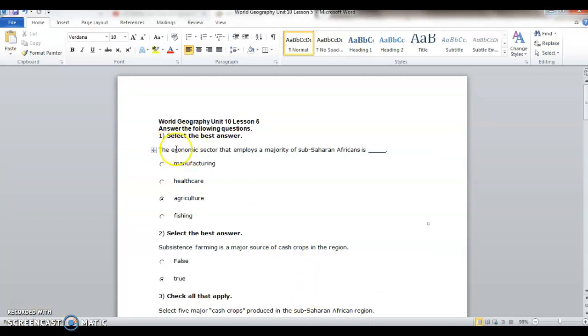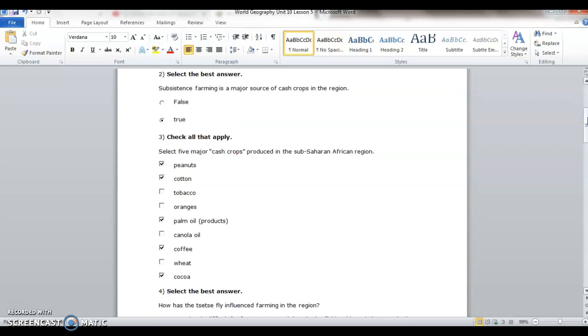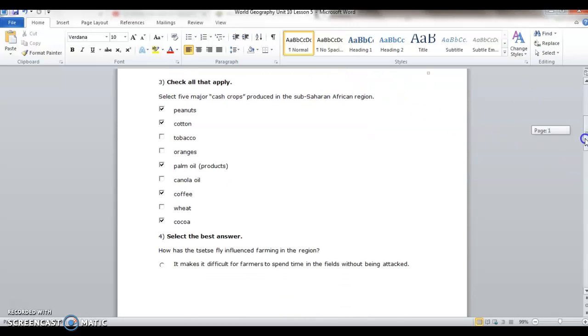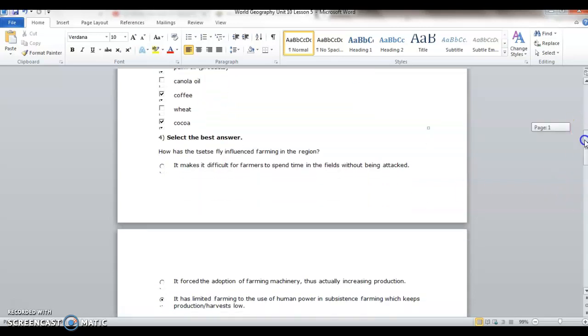So for the first one, the economic sector that employs a majority of sub-Saharan Africans is agriculture. Second question, true or false? Subsistence farming is a major source of cash crops in the region. This is false. Number 3, select 5 major cash crops produced in sub-Saharan Africa, which we did talk about in the beginning: peanuts, cotton, palm oil, coffee, and cocoa.